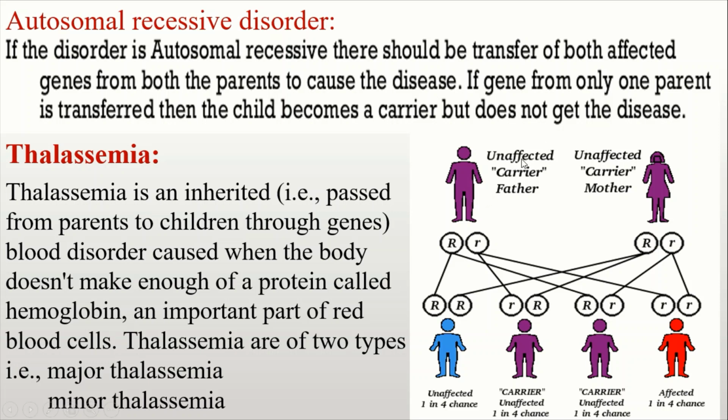Everybody see the figure. Here the father is an unaffected carrier and the mother is an unaffected carrier. And here capital R is a healthy gene and small r is a thalassemia gene.